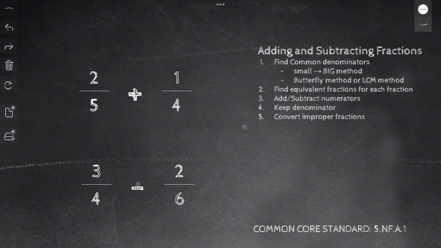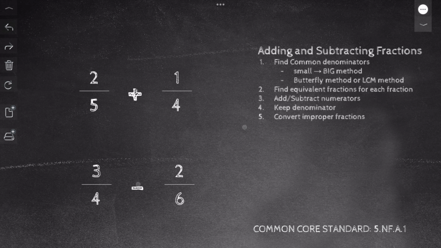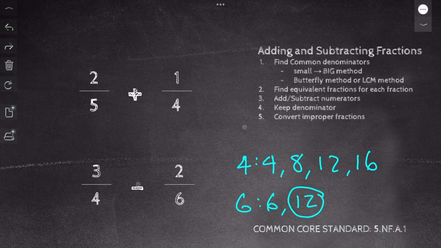I need to find my common denominator, so I'm going to see if my smaller denominator, my 4, can go into my 6 evenly. So no, that doesn't work. We can do the butterfly method or the LCM. For this one, I'm going to use LCM to mix things up a little bit. So I need to write down 4 and 6, and I need to find my common multiple. So 4 times 1 is 4, then 8, then 12, and I'll do one more, which is 16. The multiples of 6 are 6, 12, and I can go ahead and stop. I already know that my 12s are my least common multiple.